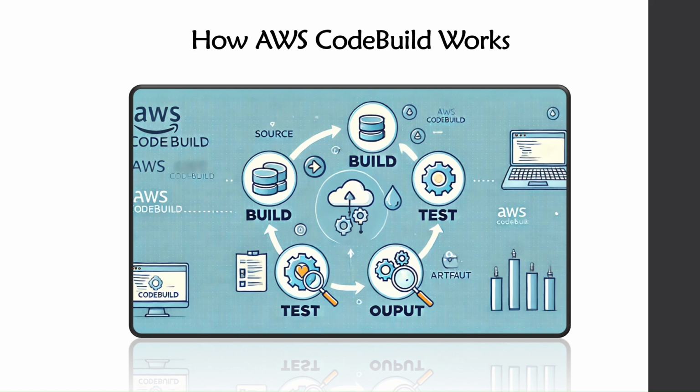So the overall summary of how CodeBuild works is that the process is designed to automate the steps of building, testing, and packaging software, streamlining the deployment workflow and ensuring a consistent, error-free deployment cycle. So this is how CodeBuild works.